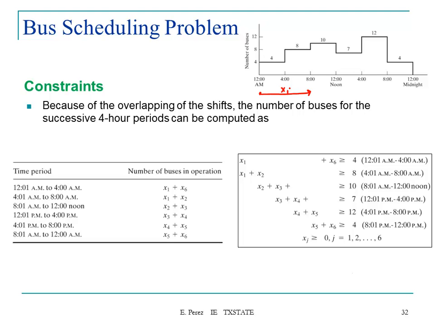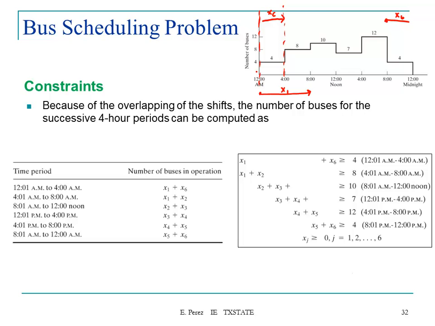Okay, so let me go on here. So you have x1 there, and then you have x6 starting here and continuing here. So those are the variables that will be serving customers during that time period. So you can define the number of buses as x1 plus x6.